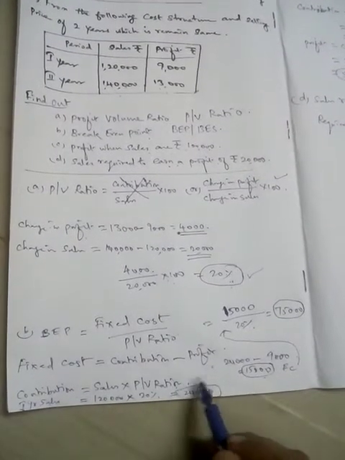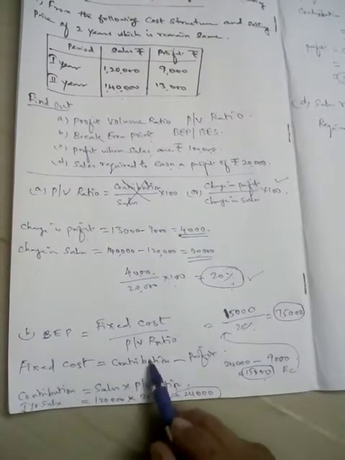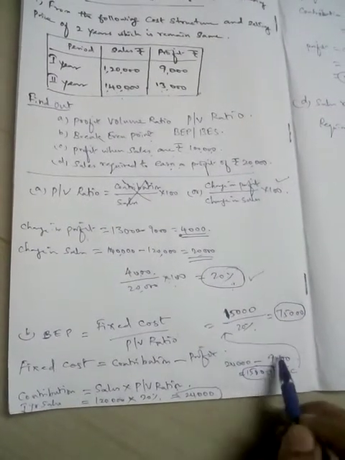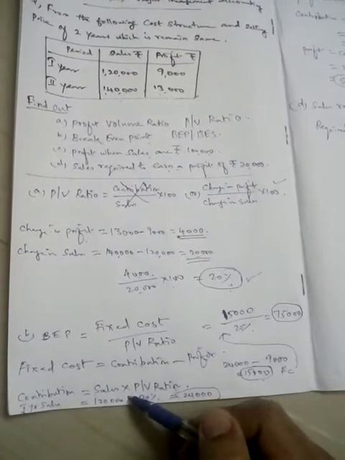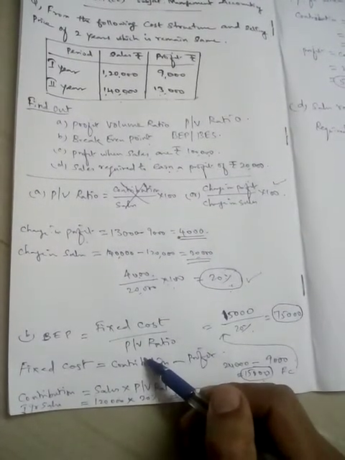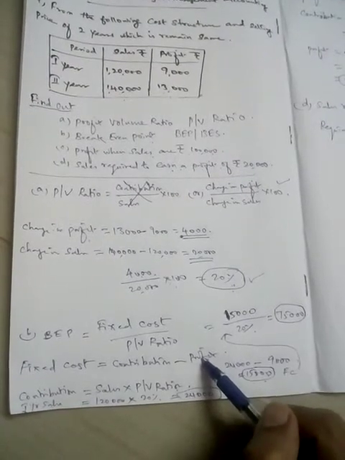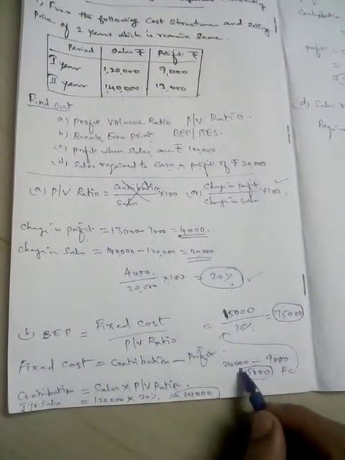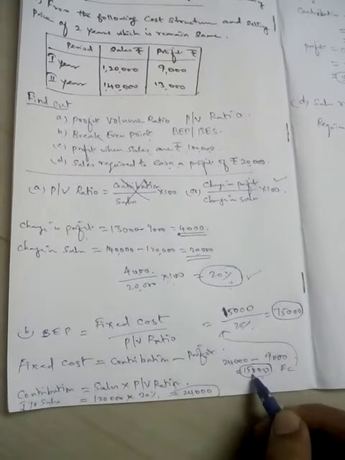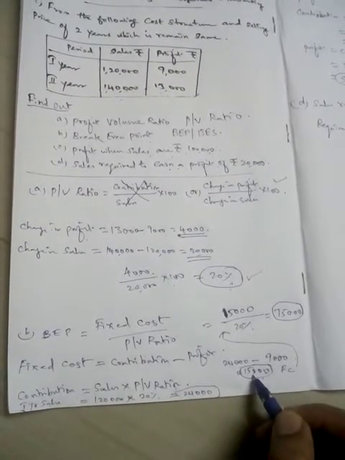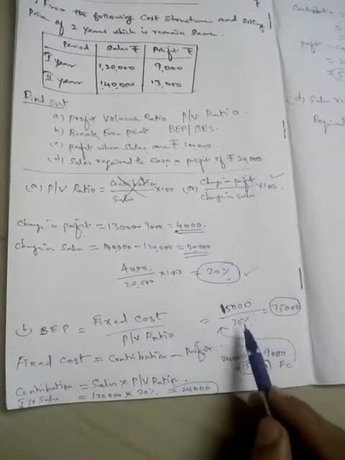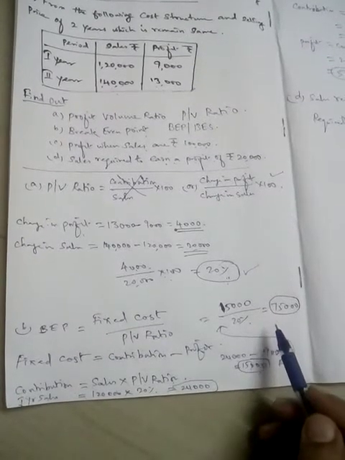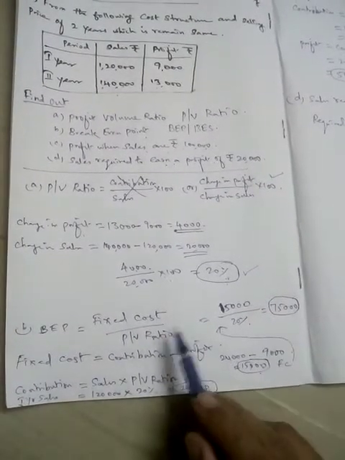So now we go to the fixed cost formula. Contribution is 24,000 minus profit. The profit we have to take is the first year profit, because for the contribution we took the first year sales. So 24,000 minus 9,000, we get 15,000 as the fixed cost. By using the formula, 15,000 divided by PV ratio of 20%, we get 75,000 as the break even point.